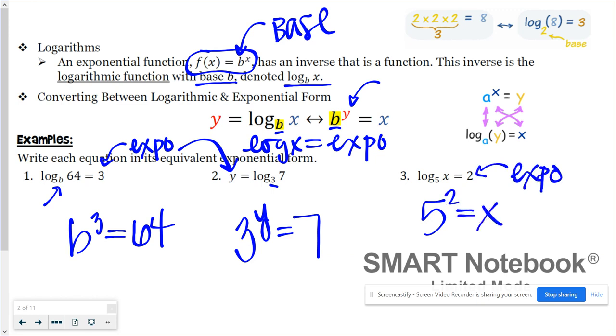Okay, so it's really simple. Base of the log, base of the exponential function, and the log equals the exponent. Fill in the rest.